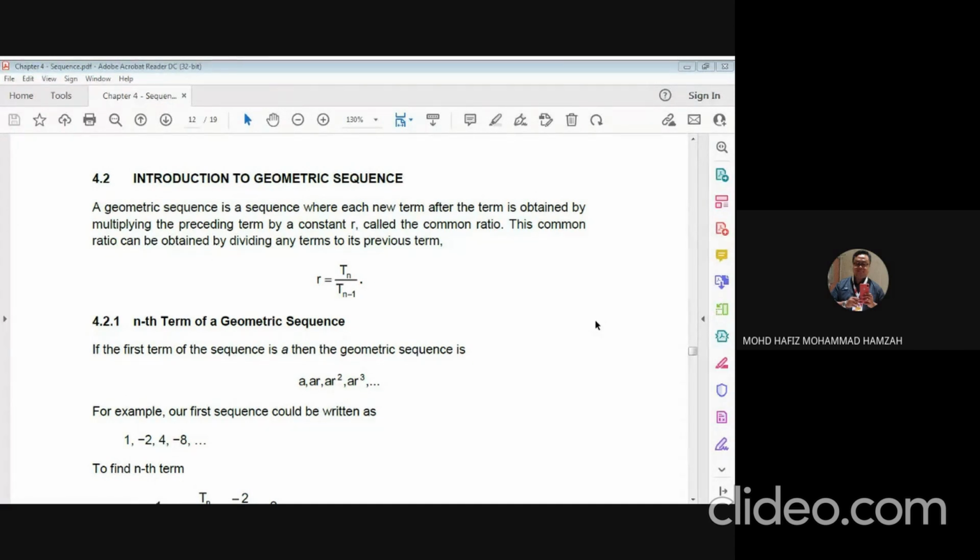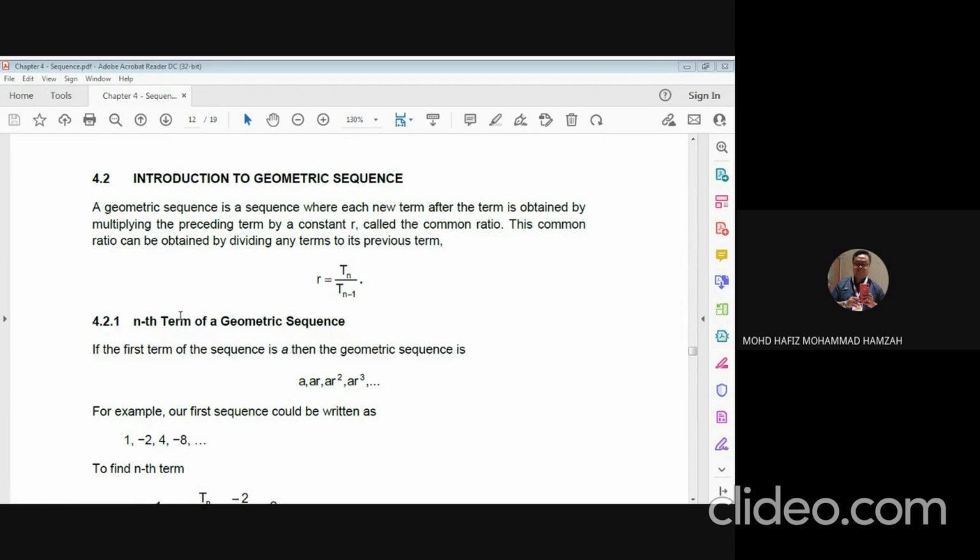So common ratio ni denoted by R, which is equal to Tn over Tn minus 1. So that means untuk cari R ni, kalau arithmetic T2 tolak T1, kalau geometri T2 per T1. Dia per lah, dia lain sikit. Kalau arithmetic Tn tolak Tn minus 1, geometri Tn per Tn minus 1. And then dia punya notation pun tak sama. Kalau arithmetic kita pakai D, stand for common difference. Kalau geometri kita pakai R, stand for the common ratio.